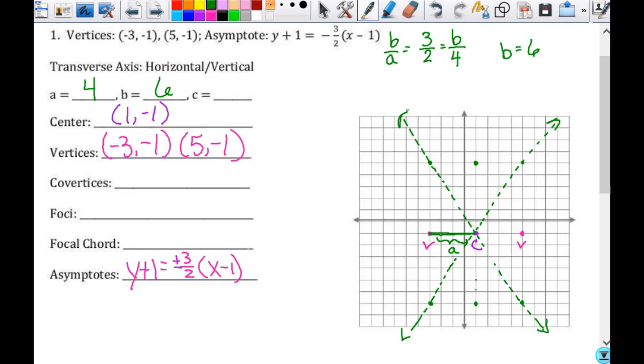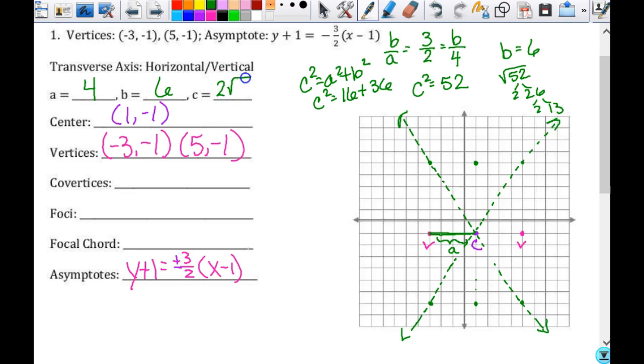Now that I have A and B, what else can I find right now? C. And for a hyperbola, C squared equals A squared plus B squared. So C squared equals 16 plus 36. So C squared equals 52. Can you simplify that square root? It'll be the square root of 52. That's 2 and 26, right? That's 2 and 26, so that becomes 2 and 13. So what is C? 2 square root of 13, which becomes about 7.2 something for when we need it.